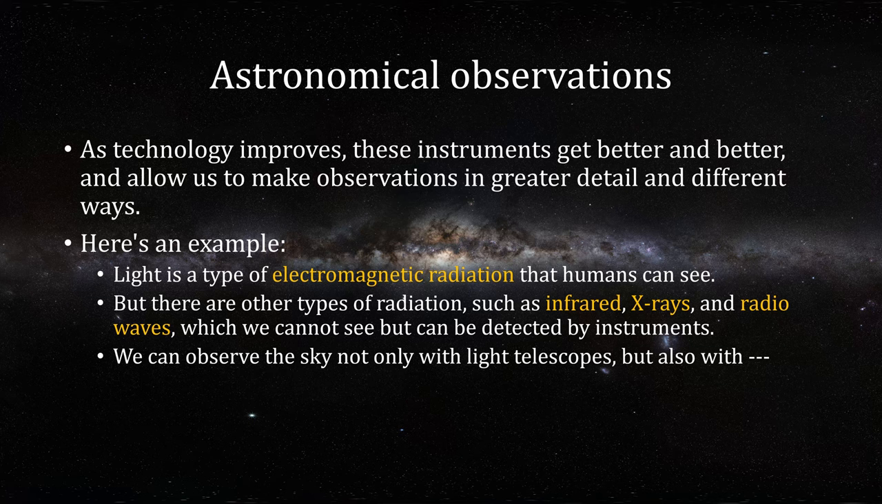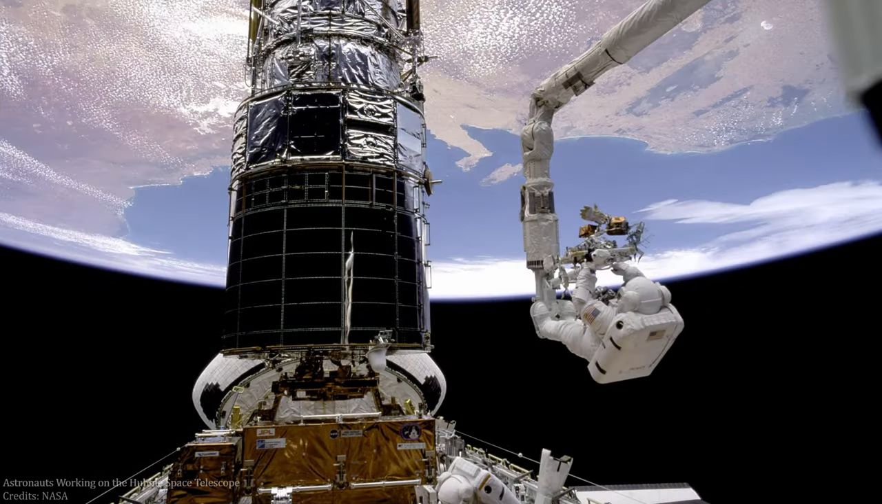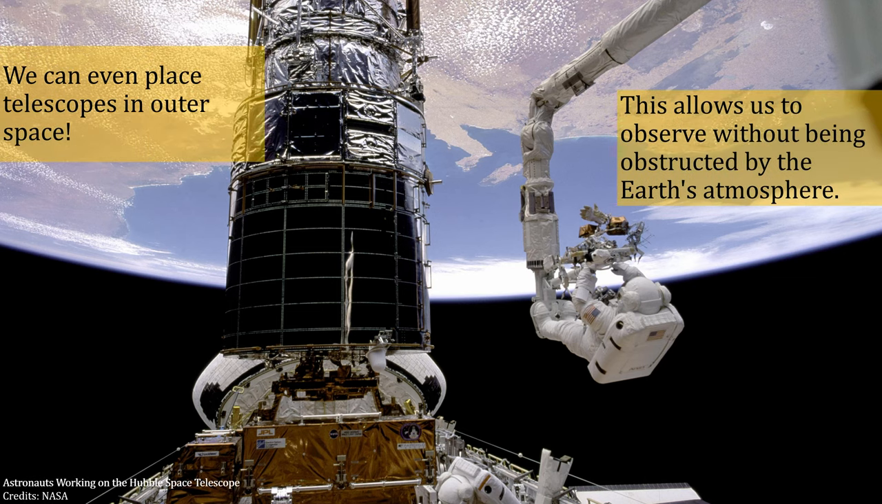As technology improves, these instruments get better and better and allow us to make observations in greater detail and in different ways. Here's an example. As you may know, light is a type of electromagnetic radiation that humans can see, and we're going to talk more about that later. But there are other types of radiation, such as infrared, X-rays, and radio waves, which we cannot see, but can be detected by instruments. We can observe the sky not only with light telescopes, but also with radio telescopes that see things that we could not see using just visible light. We can even place telescopes in outer space. This allows us to observe without being obstructed by the Earth's atmosphere.